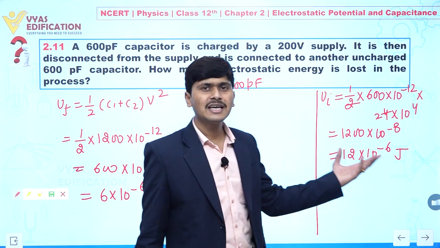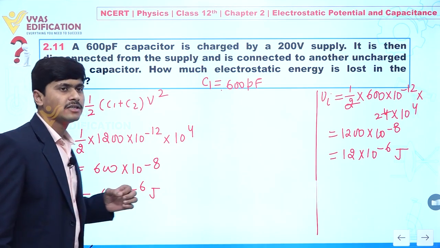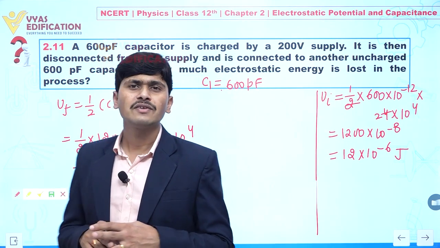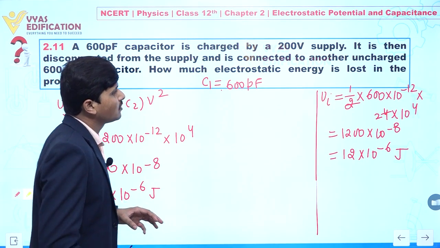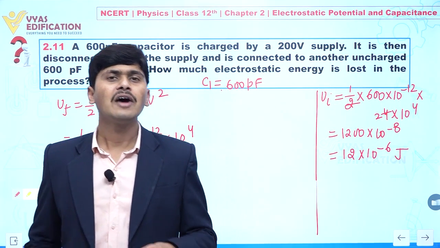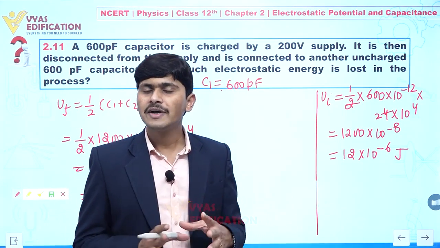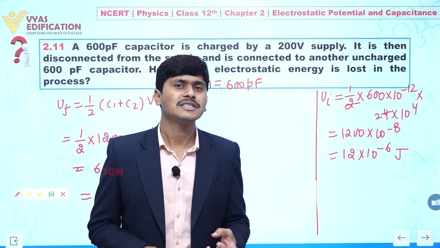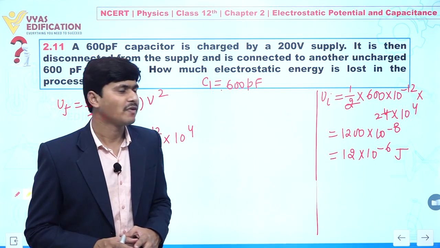So now the initial energy we have is 12 into 10 to the power minus 6, and the final electrostatic energy is 6 into 10 to the power minus 6. So now you can ask, sir, where is the energy lost? And if energy is lost, what will happen here? Actually, whenever we insert a dielectric, half of the energy is stored in between the parallel plate capacitor and half of the energy is utilized to do some work to attract the dielectric inside the parallel plate capacitor. Yes or no? And that extra energy is provided by the battery.